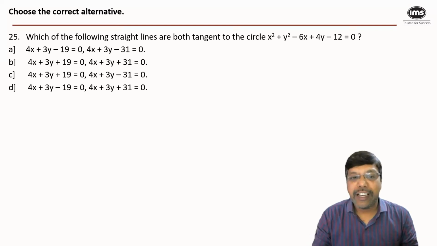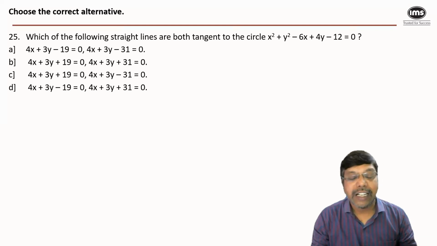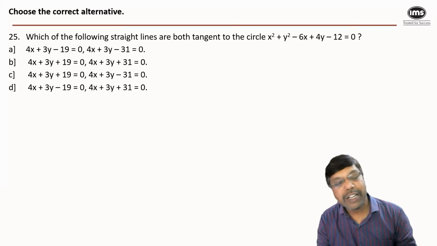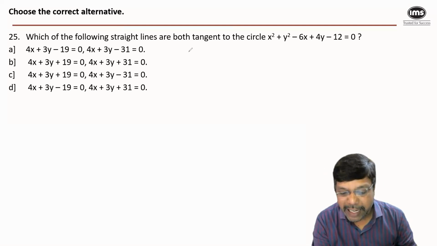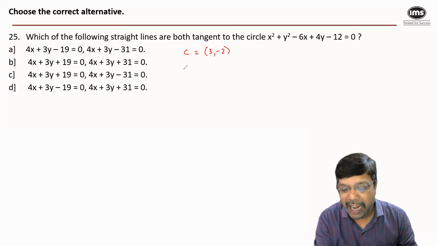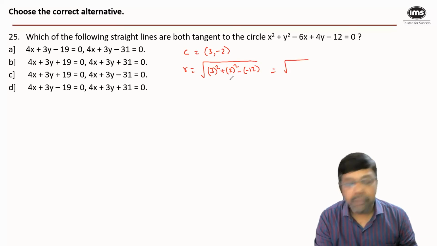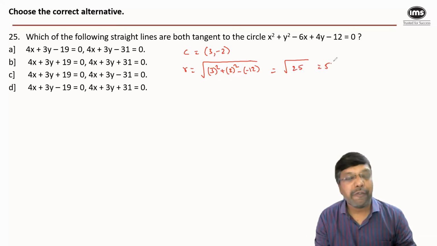Which of the following straight lines are both tangent to the circle x square plus y square minus 6x plus 4y minus 12 is equal to 0? Now, the center for the given circle is 3 comma minus 2 and the radius is square root of g square plus f square minus c, which is equal to square root of 9 plus 4 plus 12, that is 25. So we get the radius as 5.